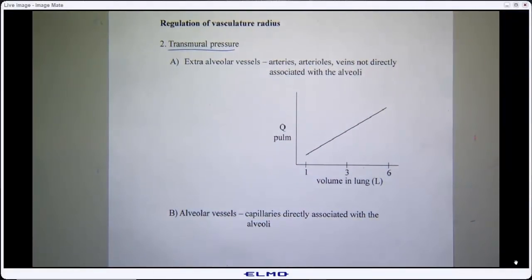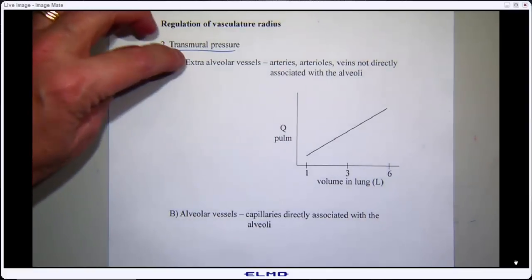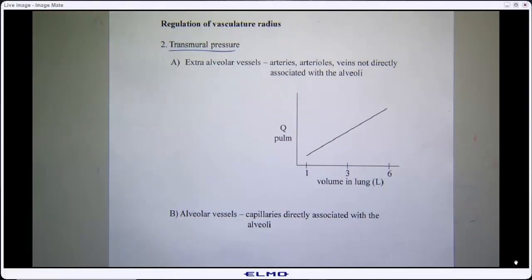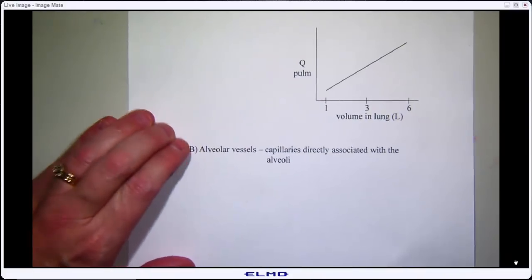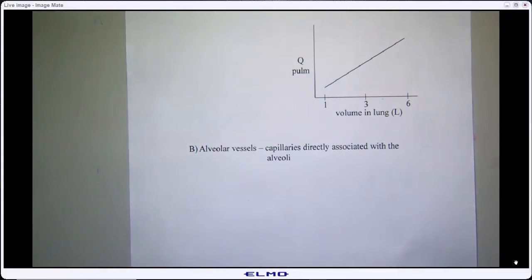Okay? So there are two types of vessels we're going to talk about here. We're still all talking about the pulmonary circulation, but there are blood vessels that are associated with the alveoli themselves. Those capillaries wrap tightly around every alveolus. Obviously, in terms of transmural pressure, their environment is going to be that alveolus, right? And that alveolus keeps getting bigger and smaller and bigger and smaller.